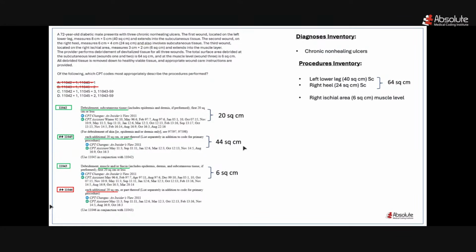And we also have to code for the ischial area debridement that was performed to muscle level for 6 square centimeters. And the answer for that would be 11043. So option D is incorrect, and the correct answer is going to be option C: 11042 and 11045 times 3 and 11043.